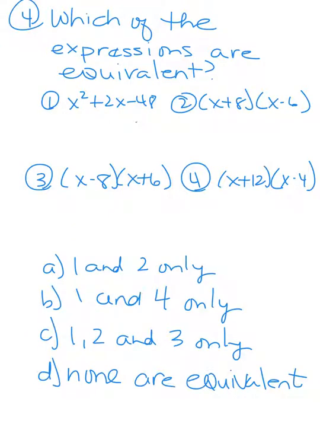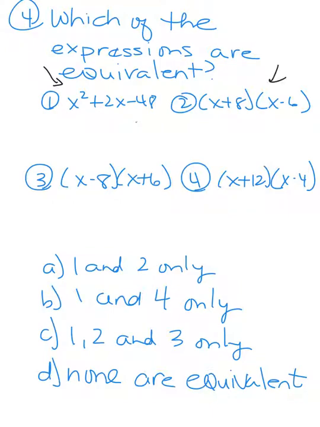Number 4 says, which of the expressions are equivalent? So I have 4 options here. Now I notice in looking at these, they're not all in the same form. So 1 is a trinomial, and 2, 3, and 4 are binomials each. So I like to say a lot of times in math that we're trying to compare apples to oranges, which isn't helpful. So I know if I use FOIL on my binomials, I can then compare them to the trinomial.